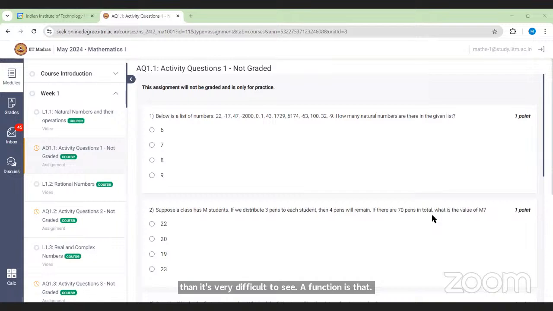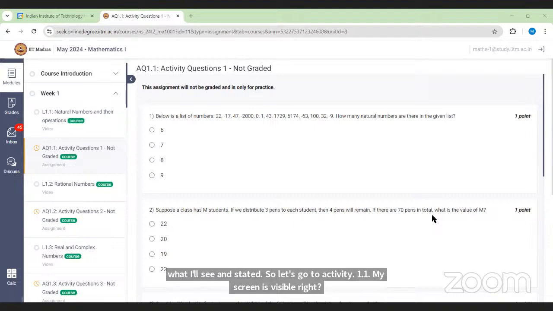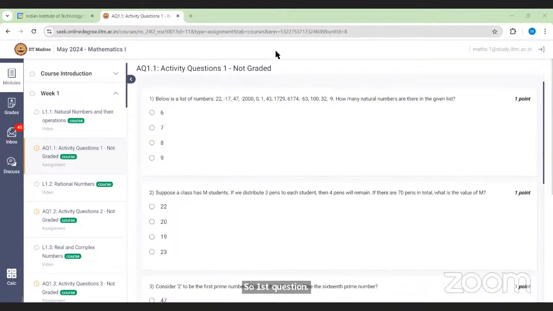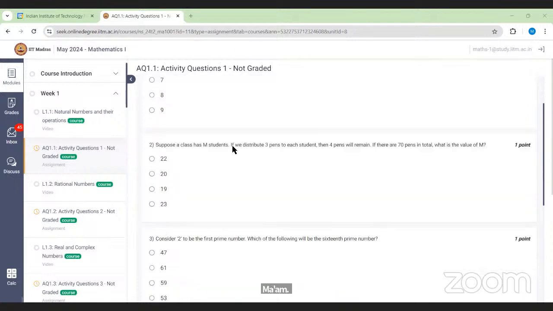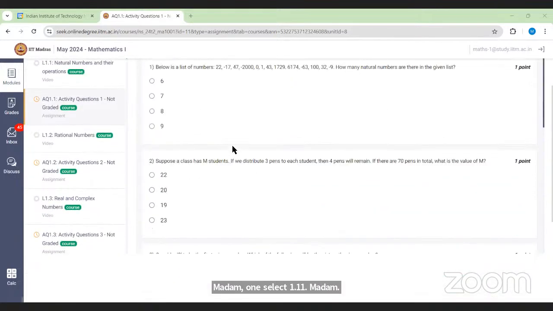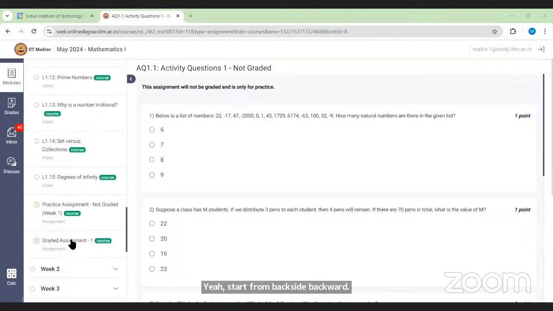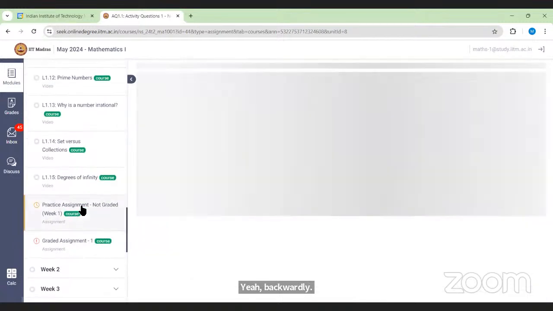So let's go to activity 1.1. My screen is visible, right? Just 1 second. The first question is easy, I don't think you have doubt here. Ma'am, function starts from 1.9. Madam, select 1.11. Ma'am, I have a doubt in 1.9 practice assignment. Yeah, start from the back side. Okay, so we'll start backwardly. Then it will be better. So I'll start with the practice assignment, and then we'll go up.